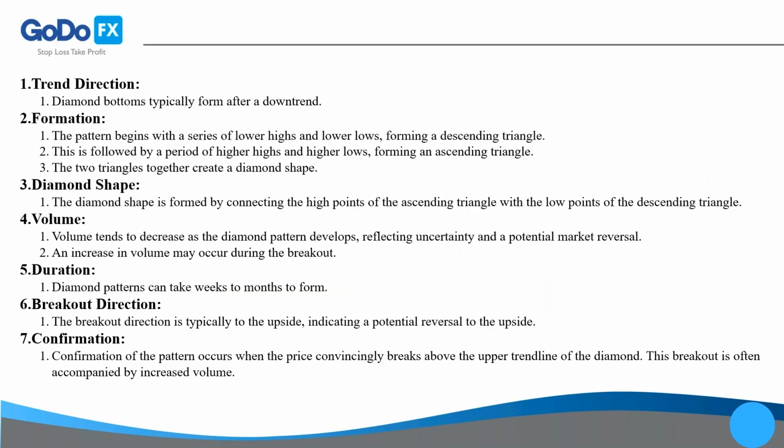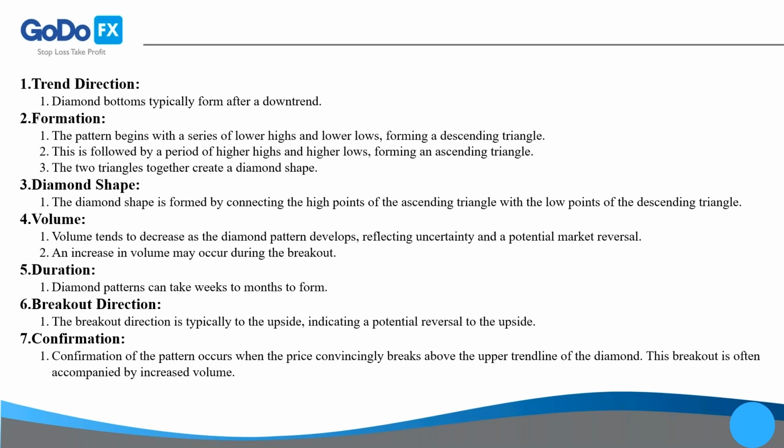Concerning the key characteristics of it, the diamond bottom typically forms after a downtrend, and its formation is going to begin with a series of lower highs and lower lows, forming a descending triangle, and this is followed by a period of higher highs and higher lows, forming an ascending triangle. So the two triangles together shape our diamond, and the diamond shape is formed by connecting the high points of the ascending triangle with the low points of the descending triangle.